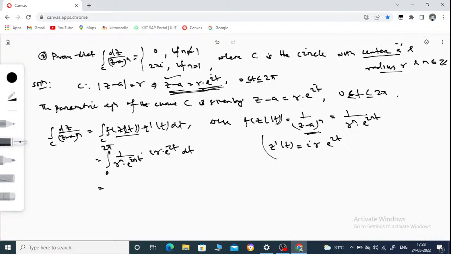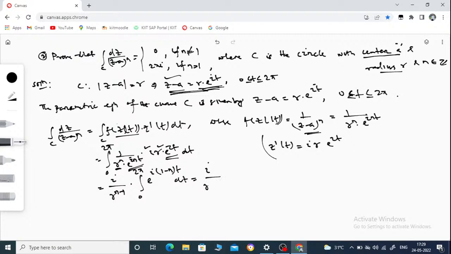Then what I will write in the next step, here this is r, here r to the power n, so I will write 1 by r to the power n minus 1, and here I is also here, so I am taking this constant outside of this integration, then this will be I divided by r to the power n minus 1. Okay. Then integration from 0 to 2 pi, what is left here is e to the power I t, and e to the power I n t. So this will be e to the power I whole into 1 minus n t dt. Okay, now take its integration.